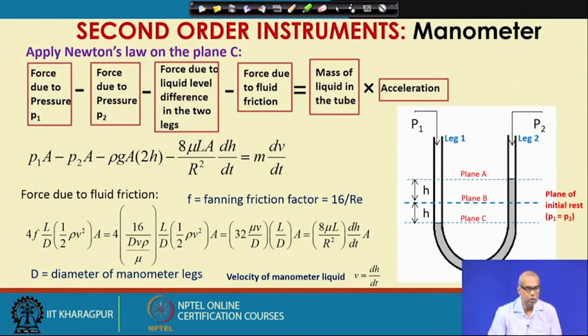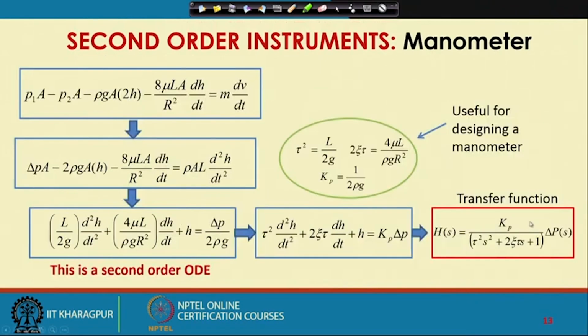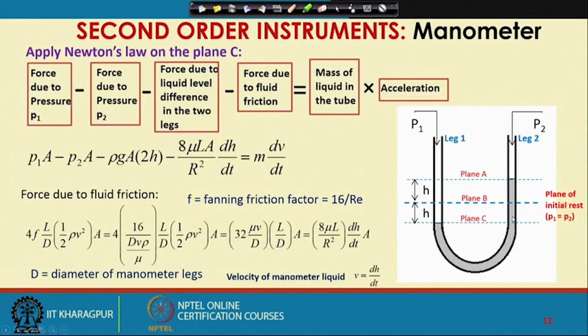So, now let us apply Newton's law on the plane C. So, we can write the force balance equation as force due to pressure P1 minus force due to pressure P2 minus force due to liquid level difference in the two legs minus force due to fluid friction equal to mass of liquid in the tube into acceleration. So, sum of all these forces equal to m into a.